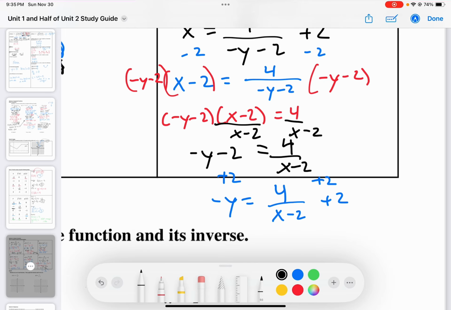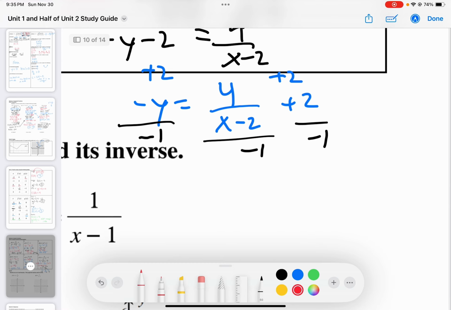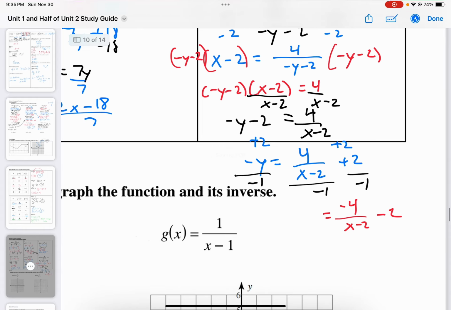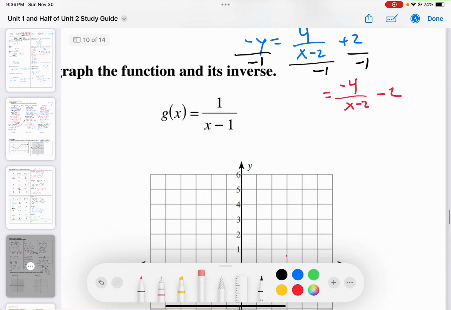And I'm going to divide everything by negative 1, because that's a negative there, which means just flip the sign. We get y equals -4 over x minus 2 minus 2. And just to switch it to inverse function notation, instead of f of x, we get f to the -1 of x.